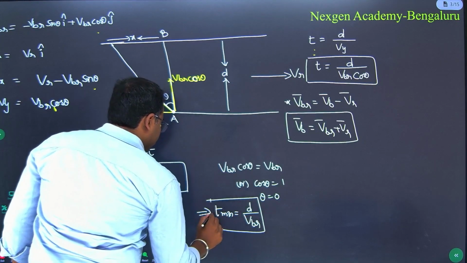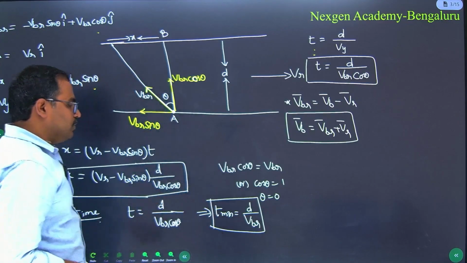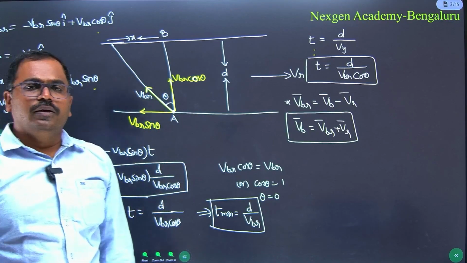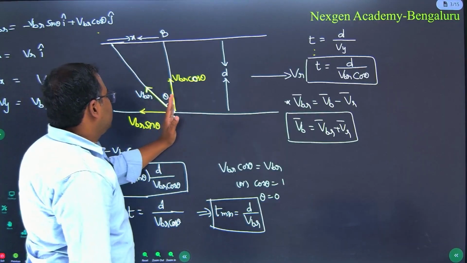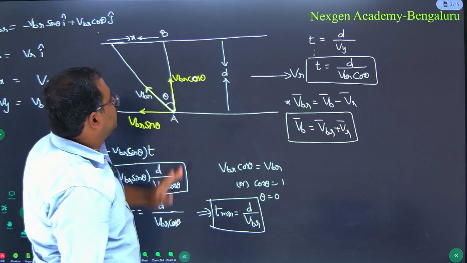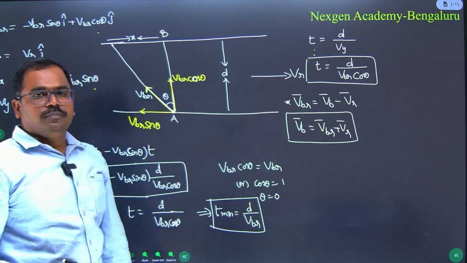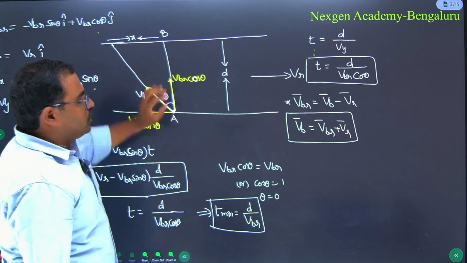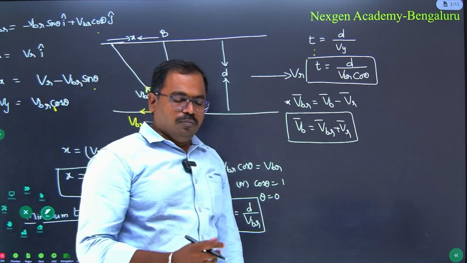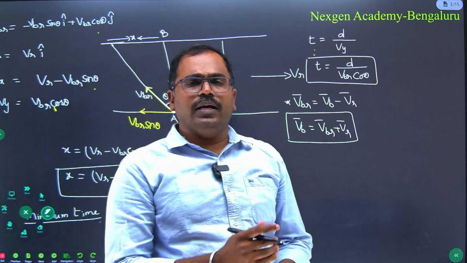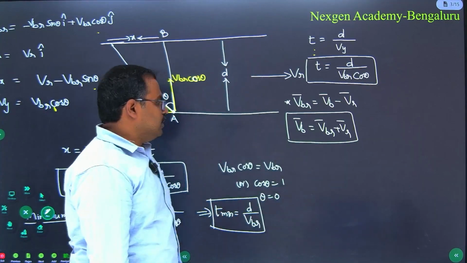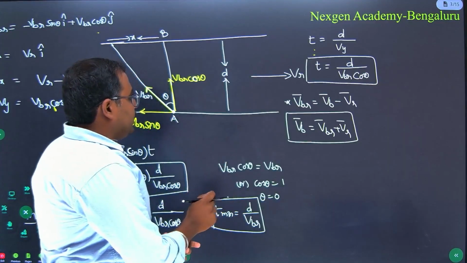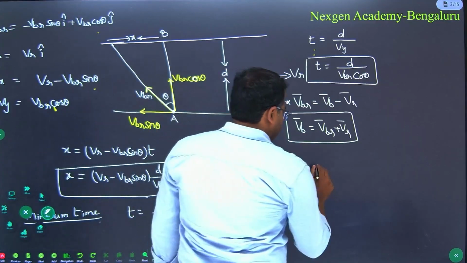Time taken will be minimum. T minimum is equal to d by VBR. And here, what's the direction? This boat has to be rowed in which direction? Perpendicular to the river flow. Always if the boat is aiming exactly opposite bank, then only the time taken will be minimum. So what is the velocity diagram for this, if you ask?